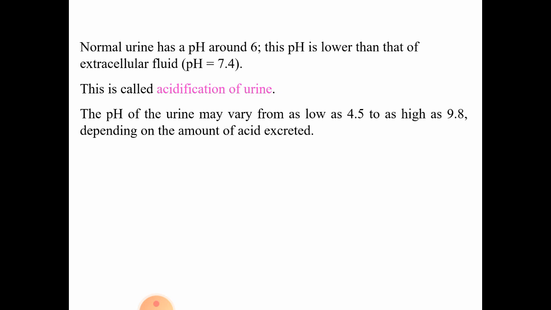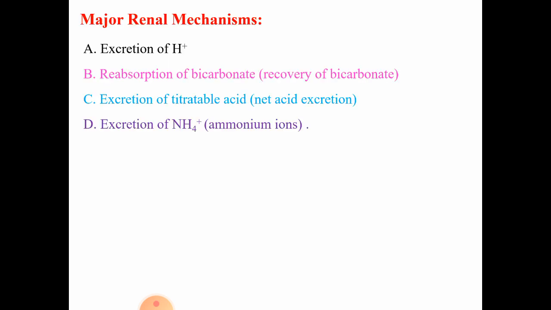The normal urine pH is around 6, which is lower than that of the extracellular fluid. This is called acidification of urine. The pH of urine can vary from as low as 4.5 to as high as 9.8, depending on the amount of acid excreted. Now, let us go into detail about the renal regulation of acid-base balance.